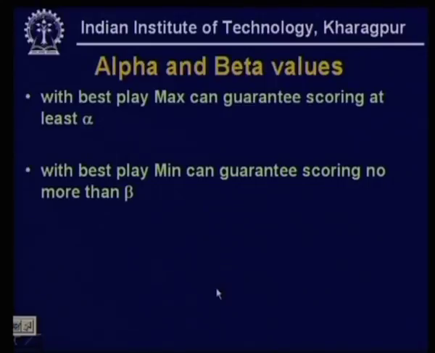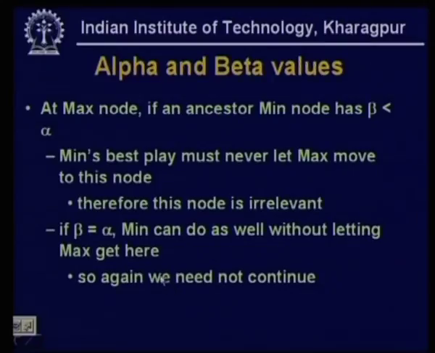Now, if the alpha value at a max node is equal to alpha, it means that max can guarantee a score of at least alpha if he plays judiciously at that point. If the beta value of a min node is equal to beta, it means min will guarantee a score no more than beta if he plays judiciously. So, this is the essence of alpha beta cutoff.